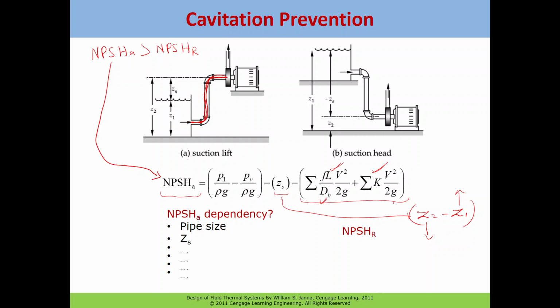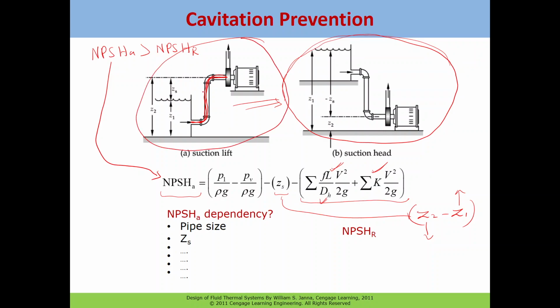So you have to make the system like this kind, where you take the tank up and you bring the pump down to avoid cavitation. So this kind of configuration has less chance of cavitation than this kind of configuration, because in this case Z1 is less and in this case Z1 is more. So the minus sign and the minus sign before it will make it plus, so it will add into the net positive suction head available.